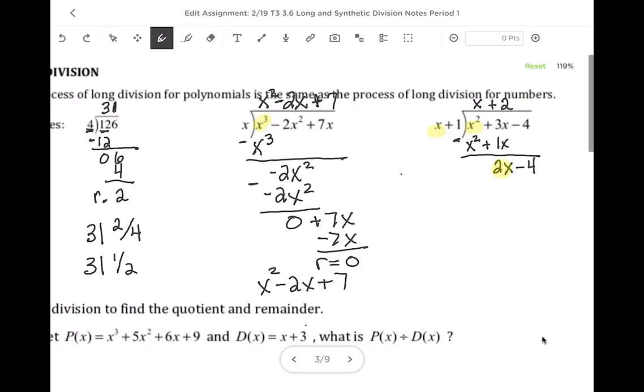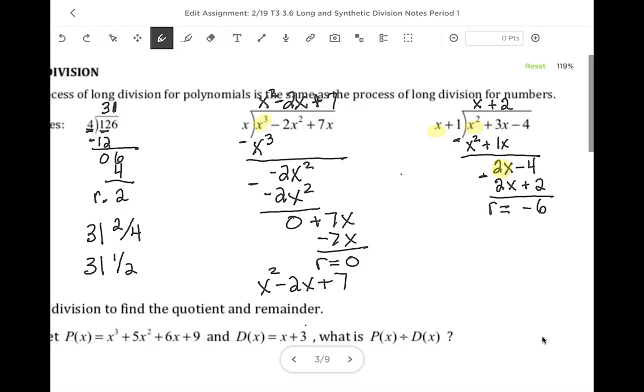Now we multiply. 2 times x is 2x. 2 times 1 is 2. And then we subtract. Just be very careful there with subtracting. 2x minus 2x is 0. Negative 4 minus 2 is a negative 6. You have to be careful with that. So it's a negative 4 minus 2. So my remainder is negative 6.